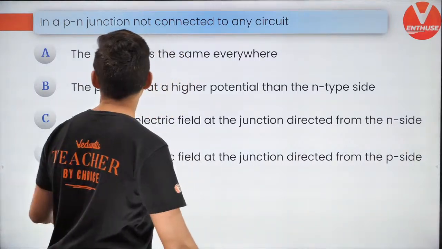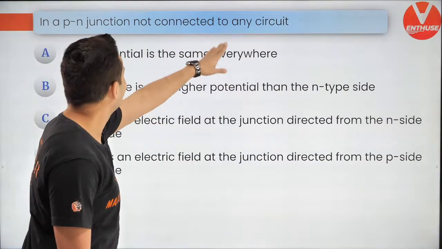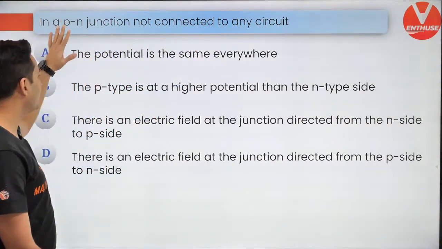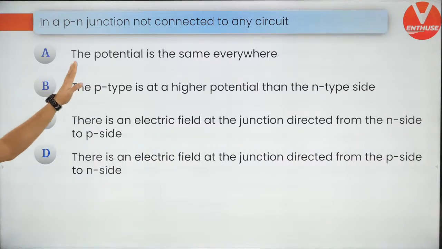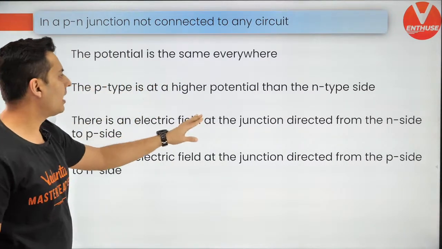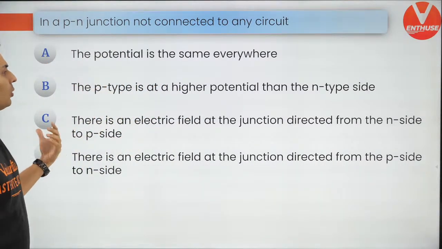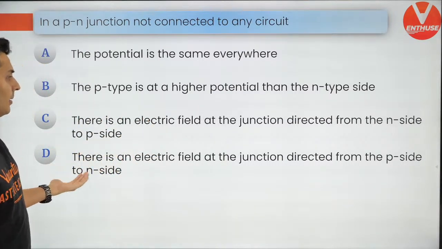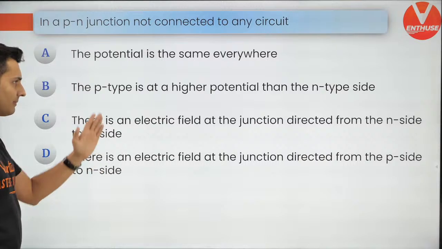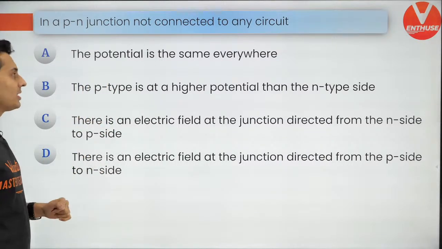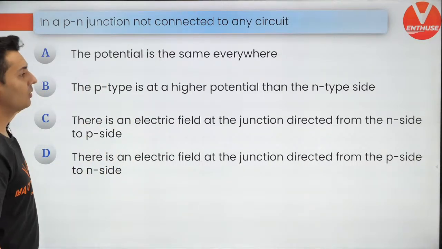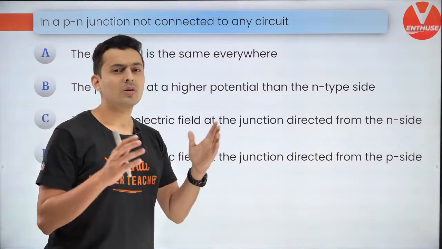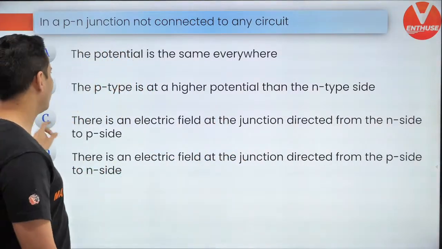I'm not sure. Okay, in a PN junction diode, not connected to anything, which of the following is true? The potential is same. The P type is higher potential, N is lower. There is electric field, all right, from N to P or P to N. So let's try to figure which of these options are correct. Only one of them is correct. The moment you get that correct option, don't bother looking at the other options, all right?